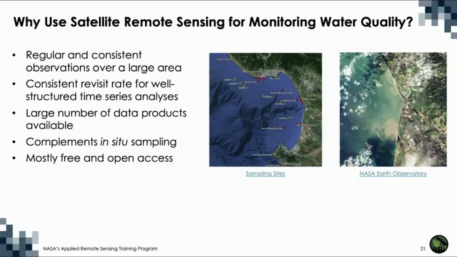Remote sensing has regular and consistent observations and they cover a large area. There is a consistent revisit rate for well-structured time series analysis. Usually large numbers of data products are available and they complement in situ sampling data and they are mostly free and open access. So these are some of the advantages of using remote sensing data for water quality monitoring.